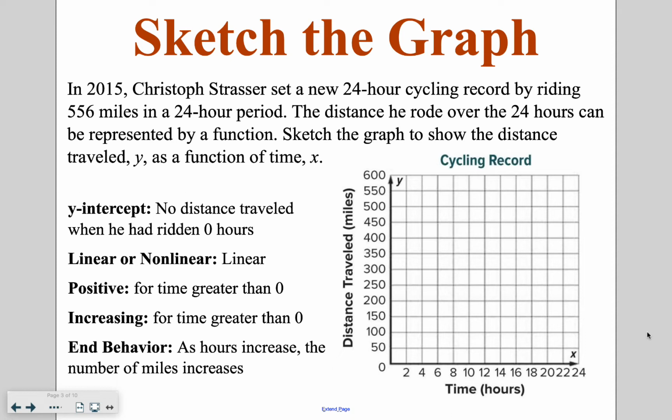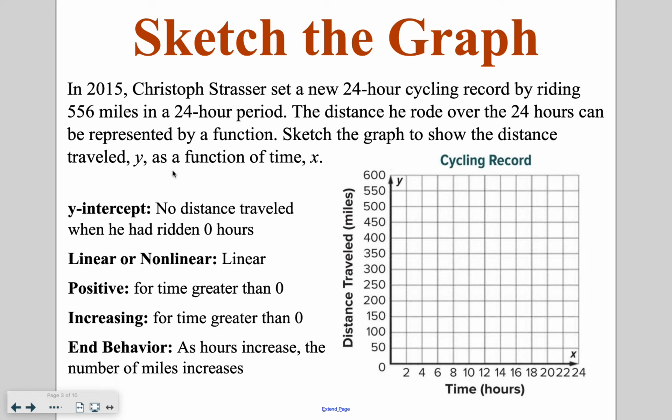So in this case, in 2015, Christoph Strasser set a new 24-hour cycling record by riding 556 miles in a 24-hour period. The distance he rode over 24 hours can be represented by a function. Sketch the graph to show the distance traveled, y, as a function of time, x.